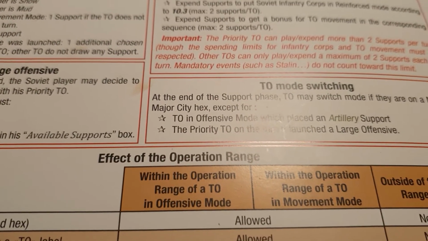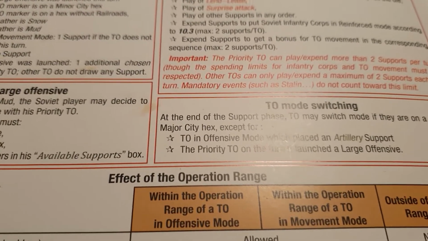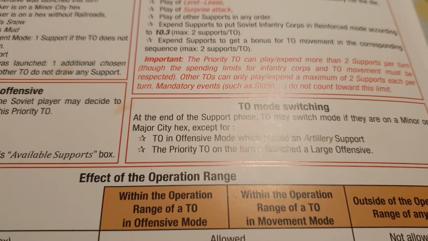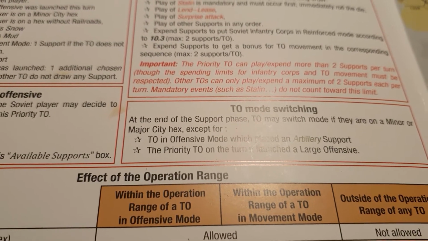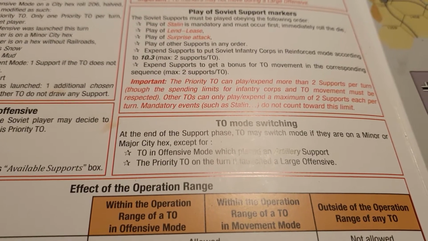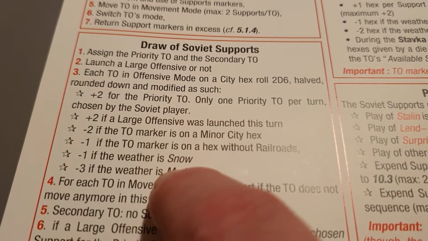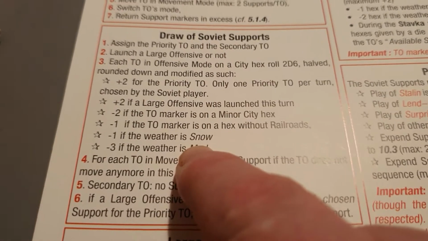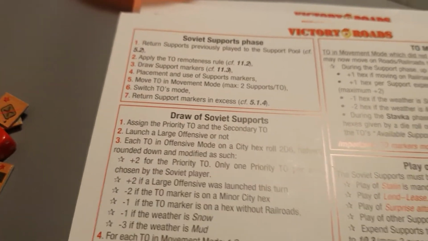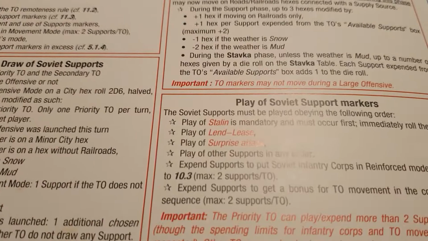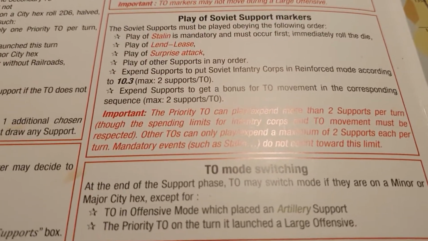Next thing you do is, for each of your TOs except for the secondary, you roll 2d6, and then you apply these variables here, and it gives you a result. You then halve the result and round down, and that's the number of support markers that can go to each theatre of operations.